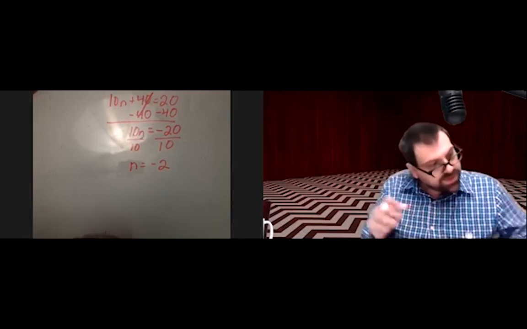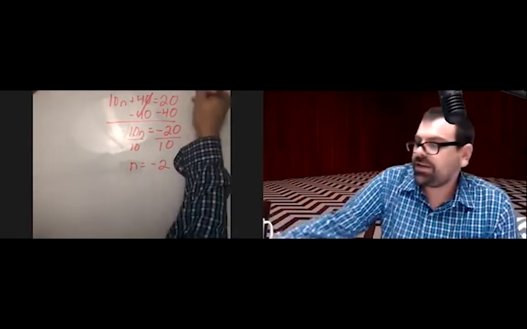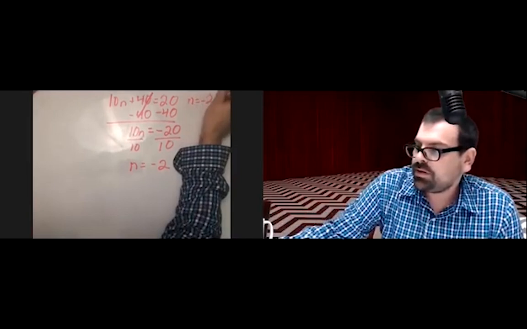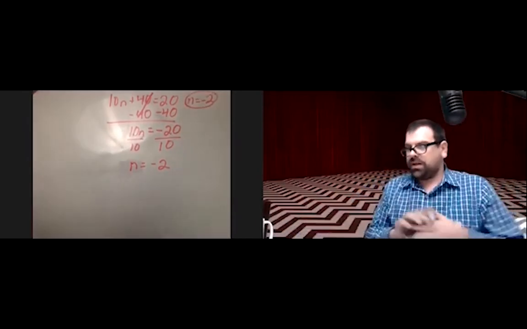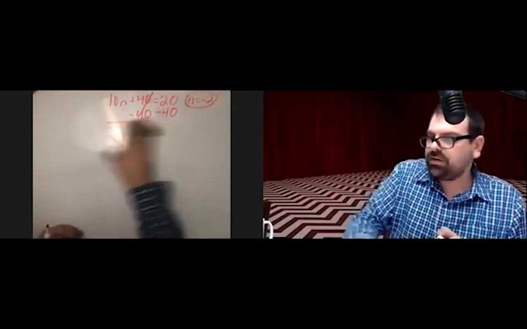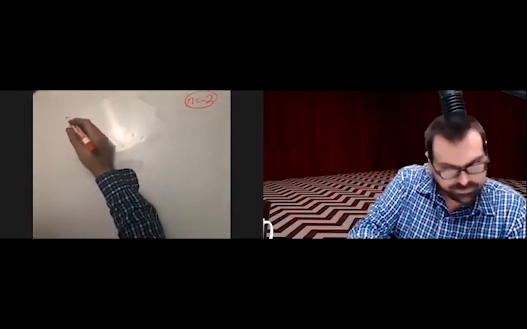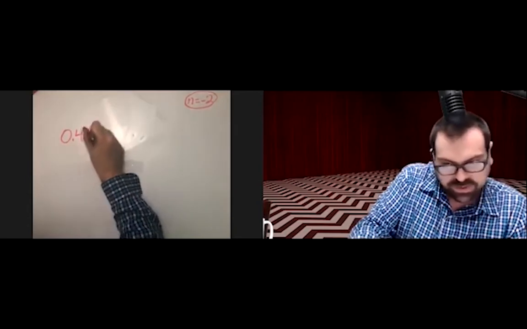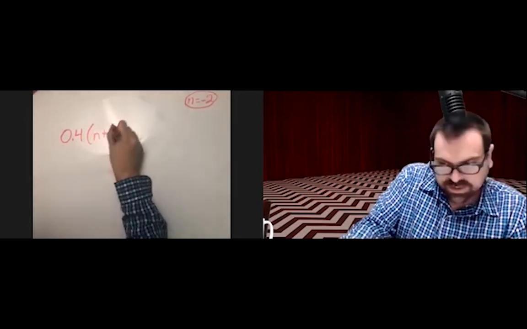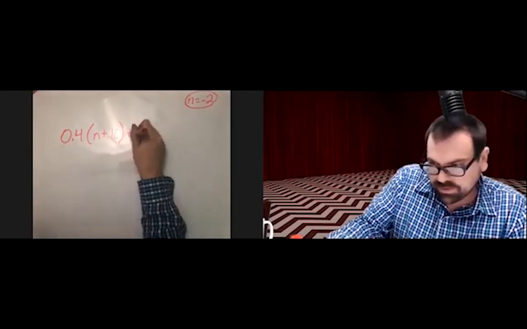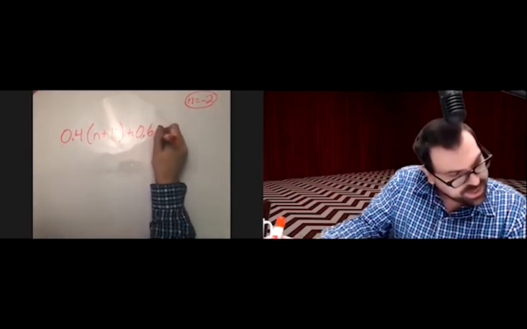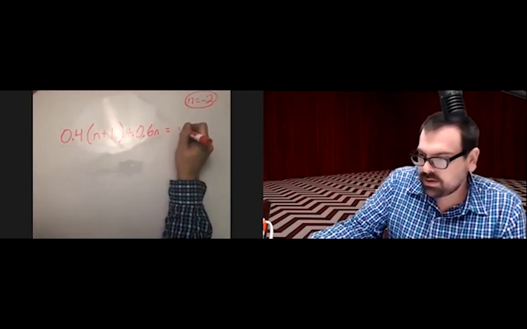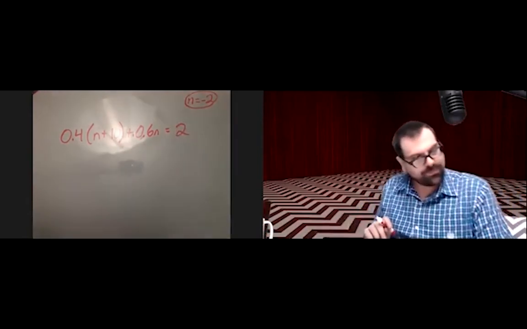If we would have done it with the decimals, we would get the same answer. You don't have to use this trick. You can keep everything in decimal form. So same problem, 0.4 times n plus 10 plus 0.6n equals 2.